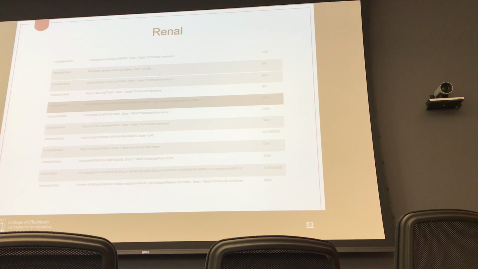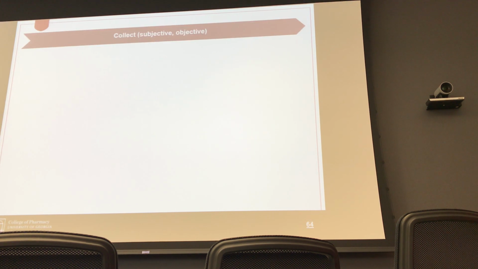His serum creatinine is going down from when he got admitted. Yes, serum creatinine's going down. What other things could you use if you had them, or what else can you look at? Oh, the urine input and output? Yes, I's and O's, all that kind of stuff.